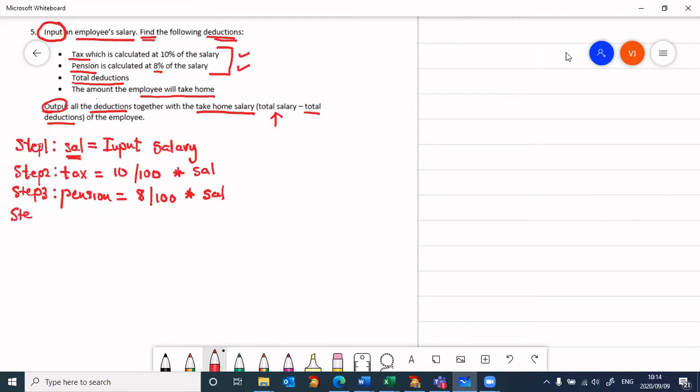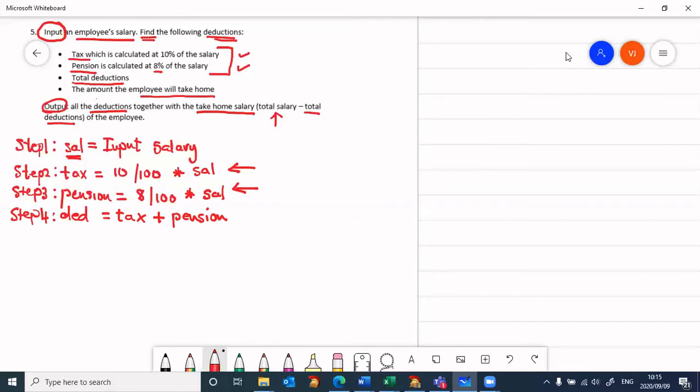So let's go to step 4, and deductions is equal to, what are my two deductions? Well, this is the first deduction, and this is the second deduction. Deductions are what is taken away from my salary. So let's get the total. I need to get the value that's in the placeholder tax, and I need to get the value that's in the placeholder pension, and that will give me the total deductions for the tax and the pension.